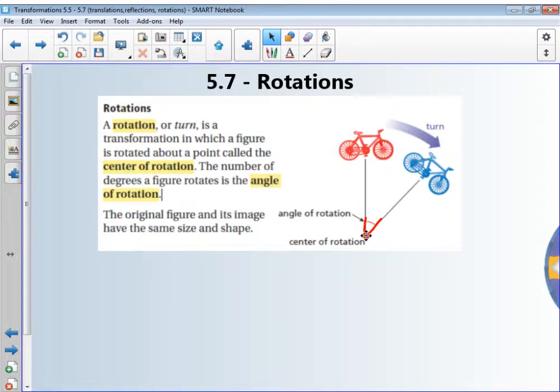The original figure and its image have the exact same size and shape. So you'll notice that these bikes are exactly the same. It's just that it has rotated or started to turn around that center of rotation.